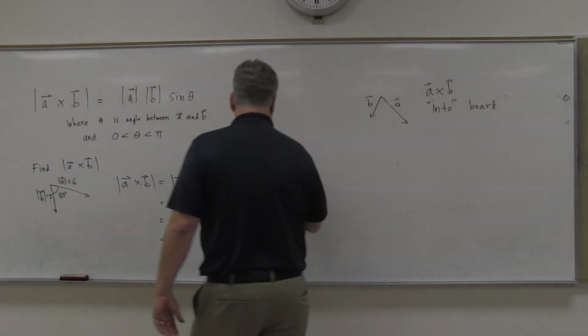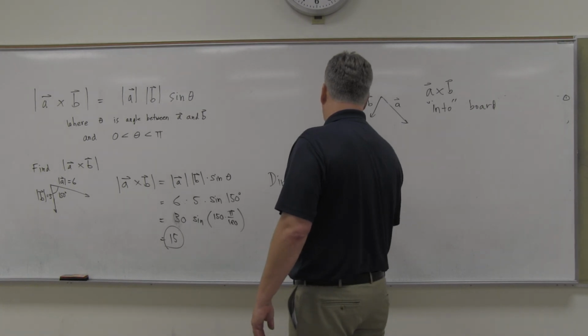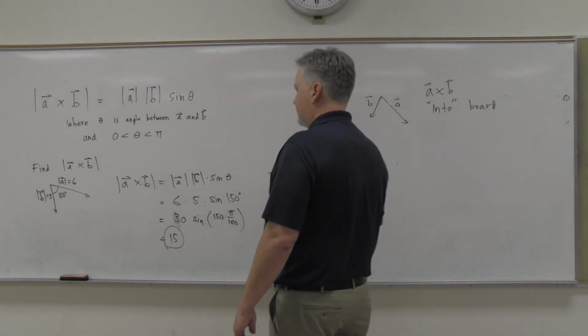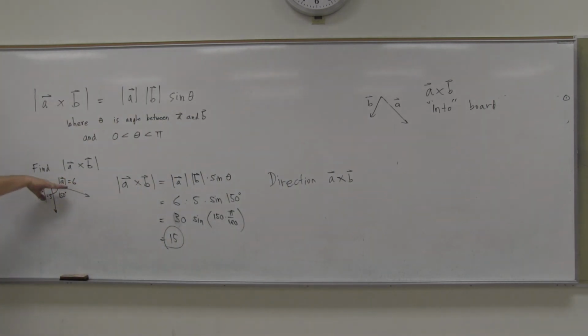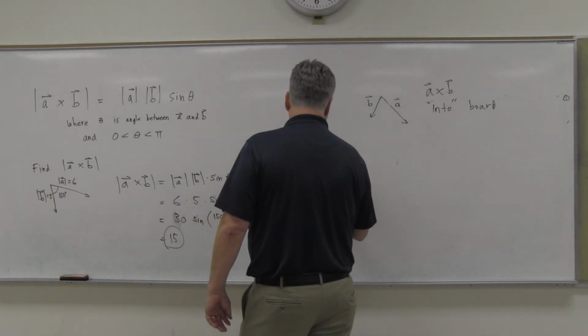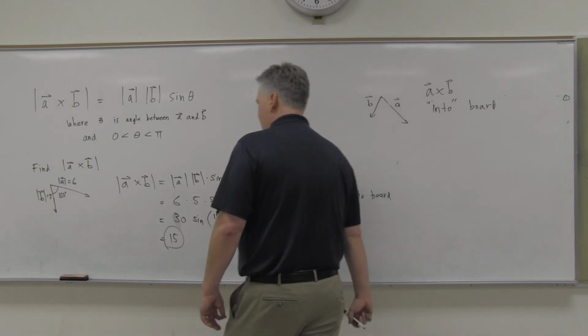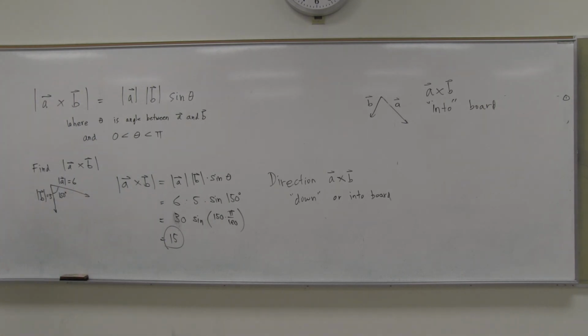What's the direction of A cross B? Well, again, here's A, so I need to get my hand whichever way, but I need to rotate this through that angle. It's into the board, right? Down or into the board, or paper or whatever, however you want to phrase that. Okay. Well, about out of time there.